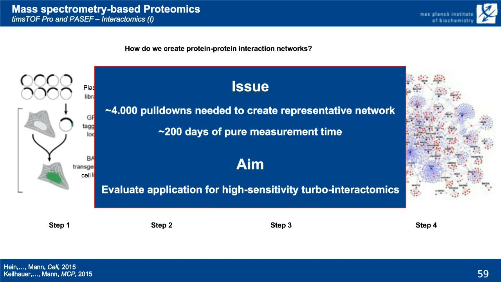So the issue itself is that you have to perform approximately 4,000 pull downs to create a representative network, and even when you are super fast with state-of-the-art hardware, it would take 200 days of pure measurement time. And at this point you don't even take into account LC downtime and mass spectrometry issues. And here the aim is to evaluate the timsTOF Pro and PASEF for high sensitivity turbo interactomics.